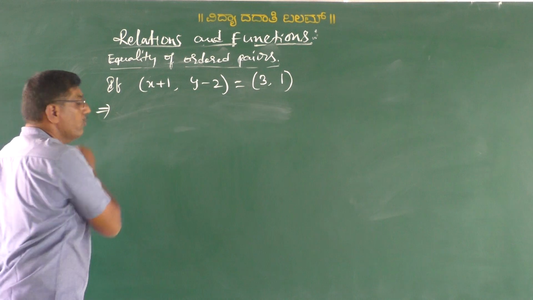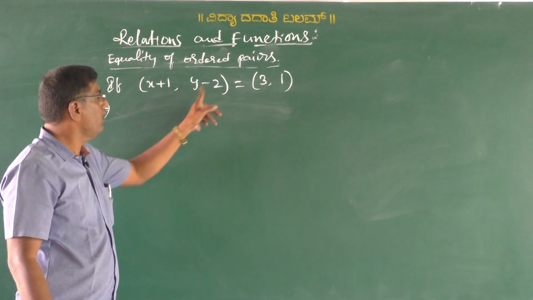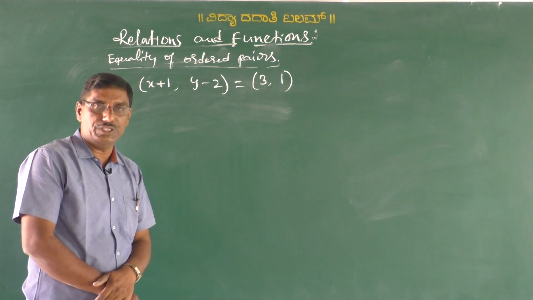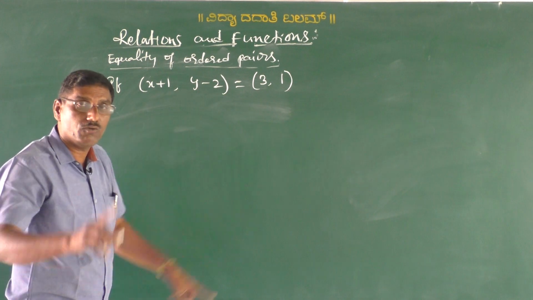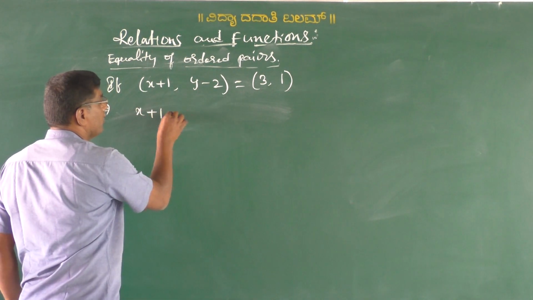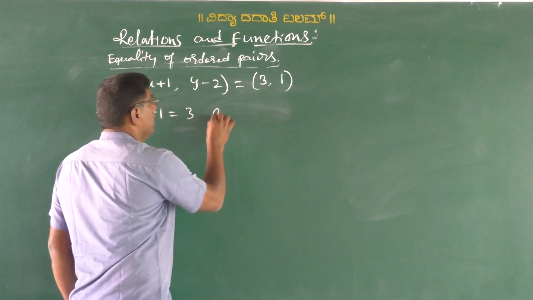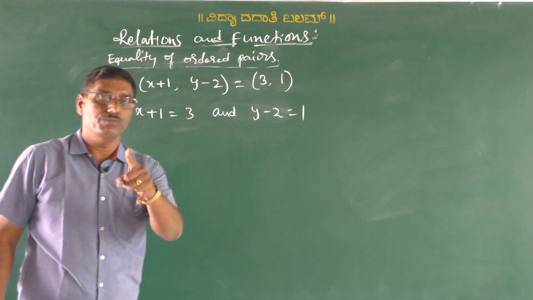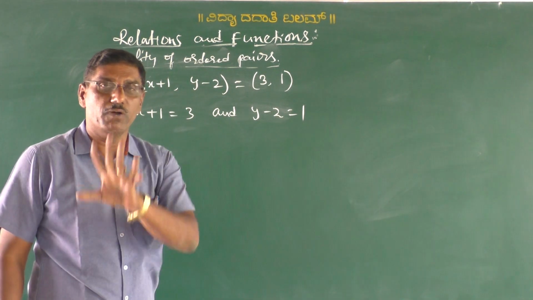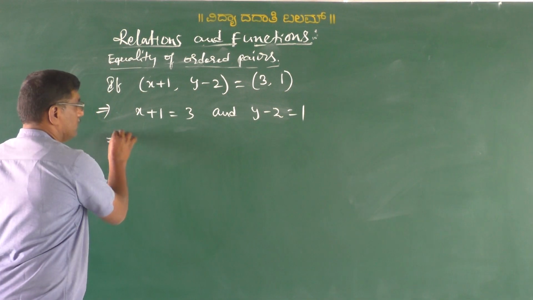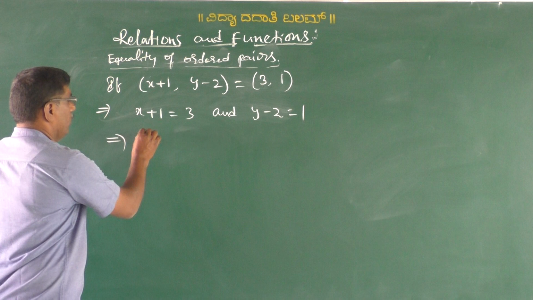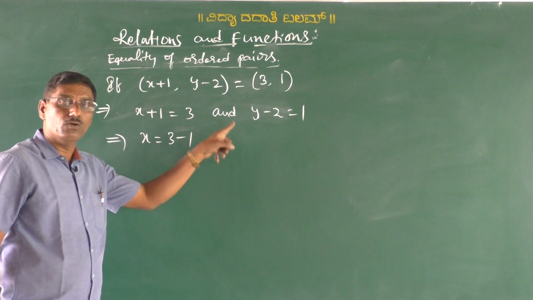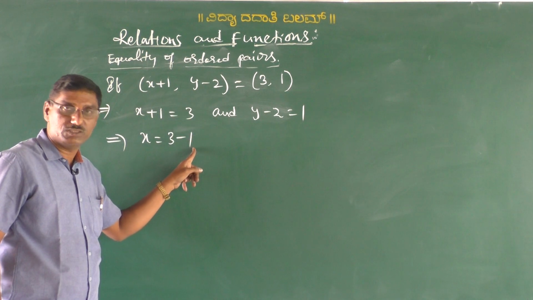We know that if two ordered pairs are equal, then corresponding elements are equal, isn't it? That means here x plus 1 is equal to 3 and y minus 2 is equal to 1, according to the condition that if two ordered pairs are equal, then corresponding elements are equal. From this, x is equal to 3 minus 1, that means we transpose plus 1 to the RHS, it becomes minus 1.